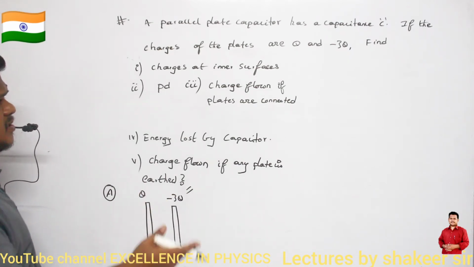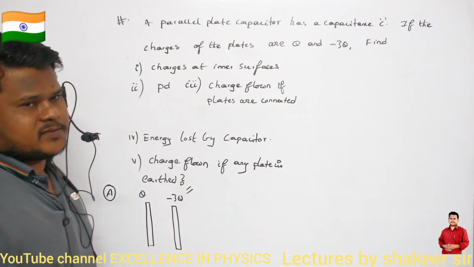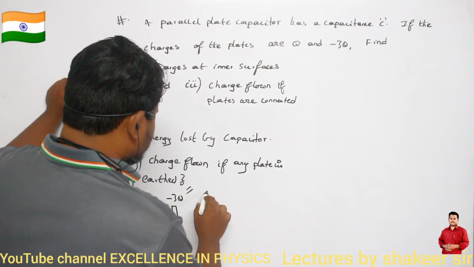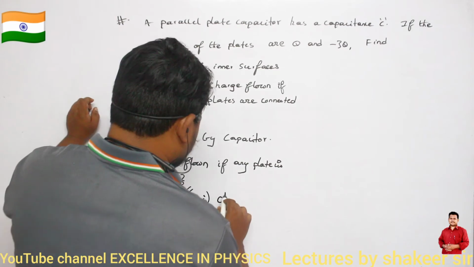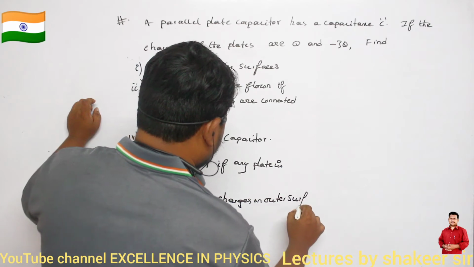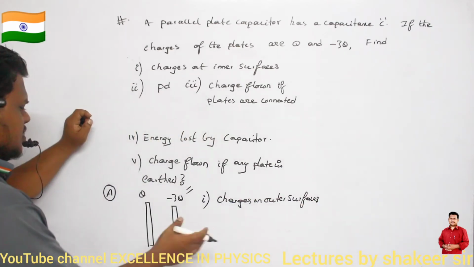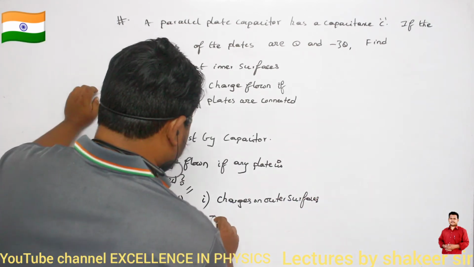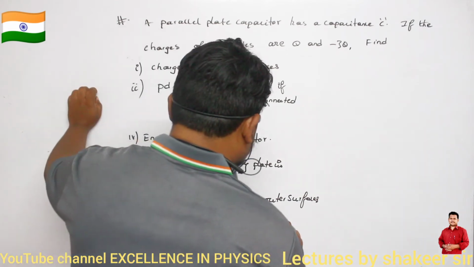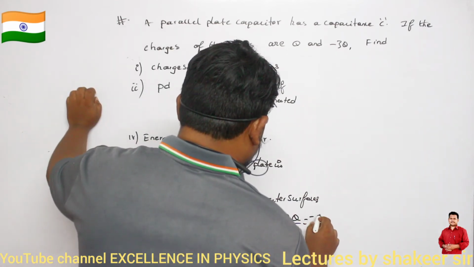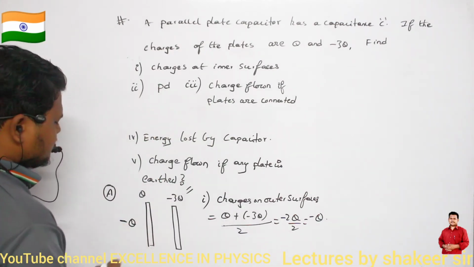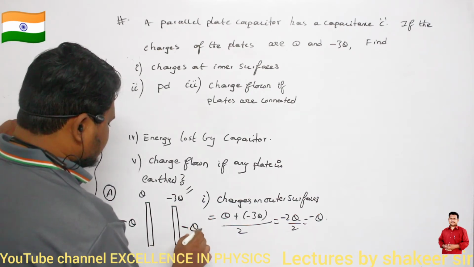The first question is: what are the charges present at the inner surfaces? We have already done this type of problem. How did we calculate the charges on the outer surfaces? Total charge divided by 2. So Q plus -3Q divided by 2. -2Q divided by 2 is -Q. So on the outer surfaces, here also I have -Q amount of charge, and here also I have -Q.